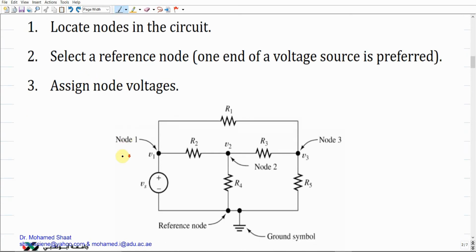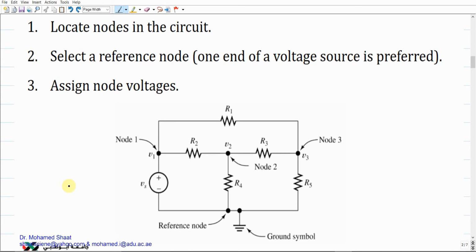Assume that you are already given this electrical circuit, and again you find that it is difficult to use the first 2 methods to do electrical circuit analysis for this circuit. So the best option, as I mentioned, for an electrical circuit with this arrangement, with this shape, is just to use the node voltage method. So how it works, the first step, as I mentioned, is just to locate nodes within the electrical circuit.